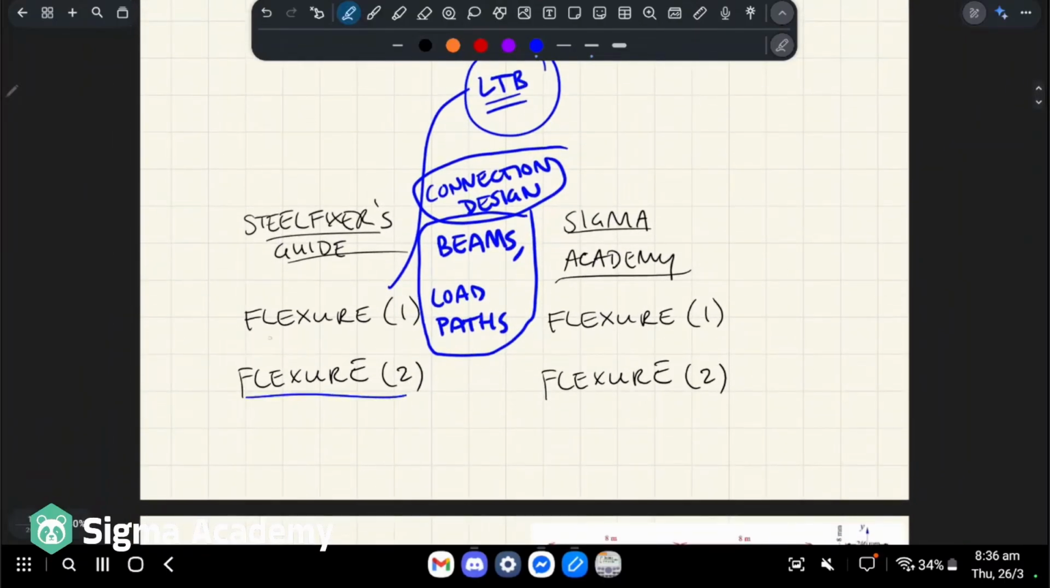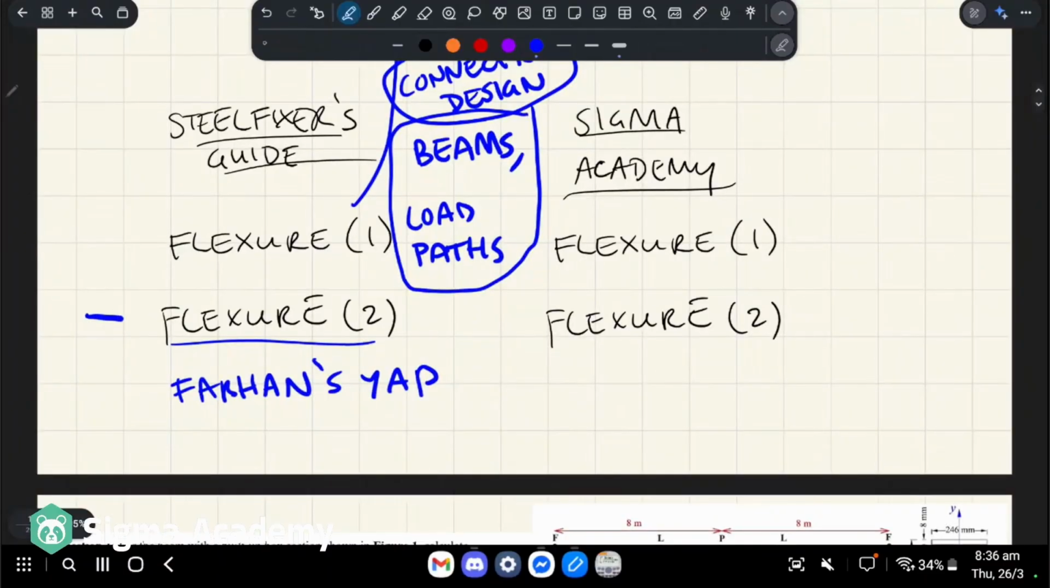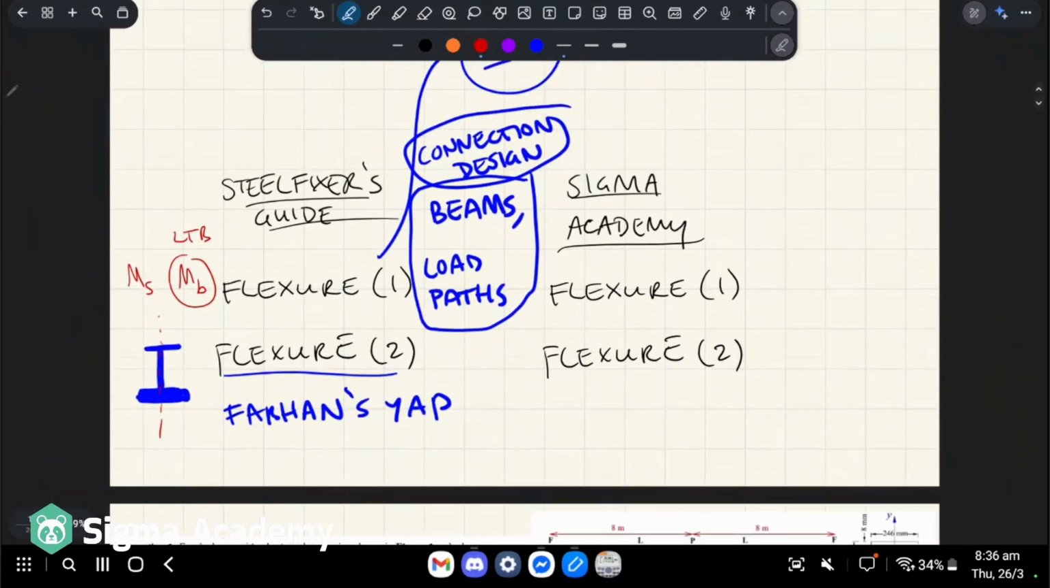Okay, the second video that I released was recorded by Farhan, so I'll just be referring to this as Farhan's Yap, where he covered a previous year's assignment where he was determining the section capacity for a monosymmetric I-beam, aka an I-beam with unequal flanges. Monosymmetric being symmetrical about only one axis. And he was asked to find MS, which is the section capacity. In that video, he also covers a little bit on MB, which is the overall beam capacity, so that's including lateral torsional buckling components and stuff like that too.